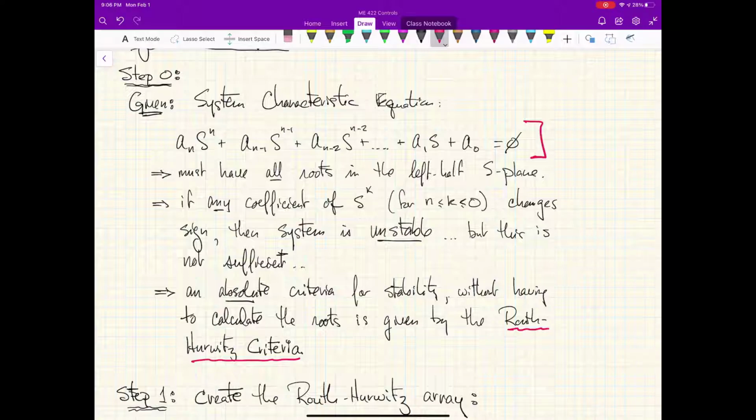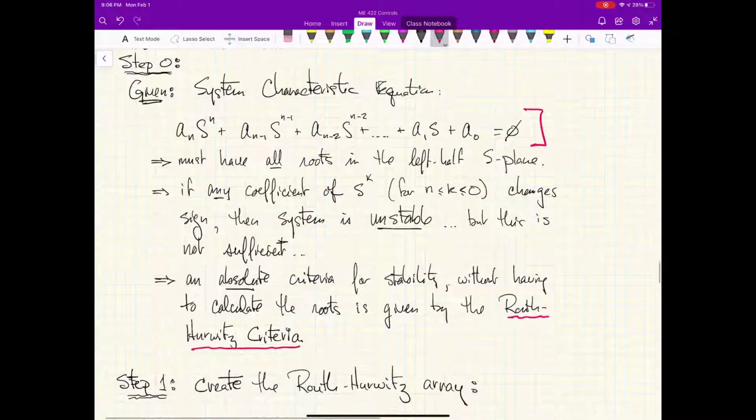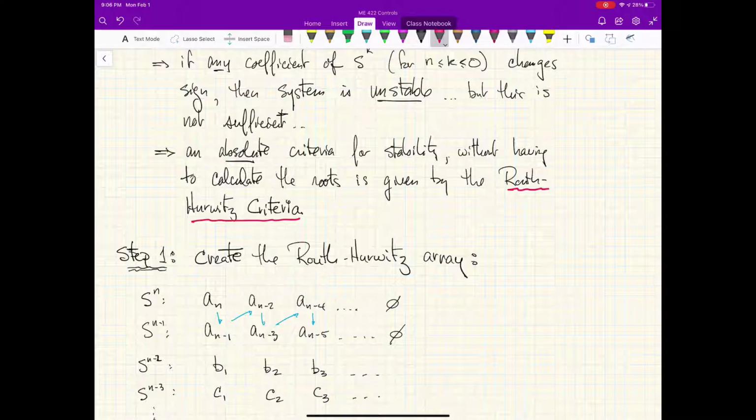Okay, it could be unstable but hiding under a series of uniform coefficients, if you will. So in order to get an absolute test in that case to determine whether or not the system is indeed stable, even though there's no switch in those coefficients, I have to develop what's called a Routh array. And from that array, I will be able to determine absolutely the stability of the system.